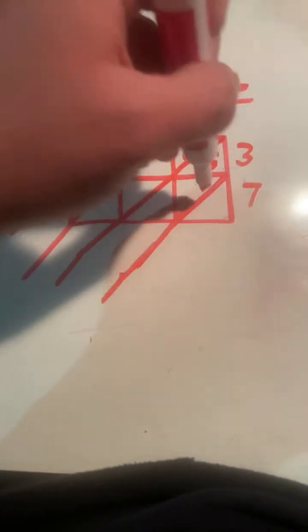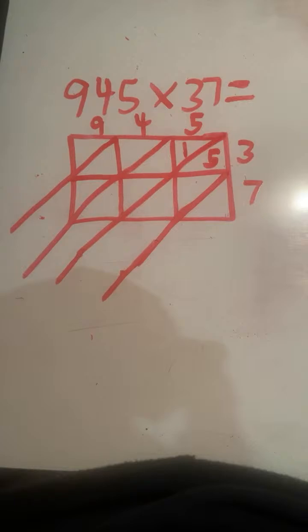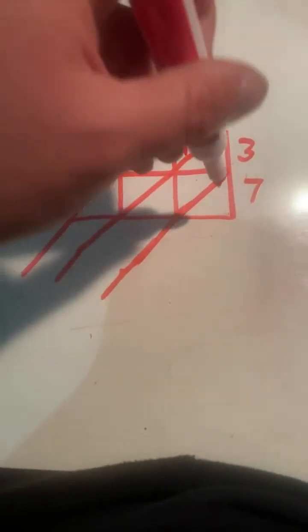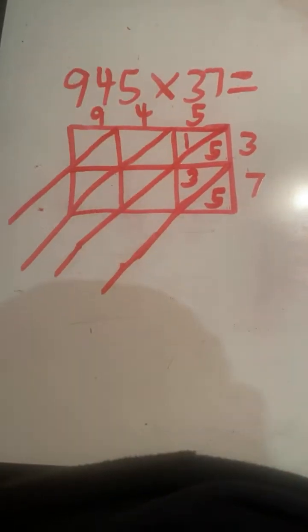Next we multiply 5 times 7, and the answer to 5 times 7 goes in the bottom square. Separate digit going in each triangle. 5 times 7 equals 35. So we're putting a 5 in the bottom triangle and a 3 in the top triangle.